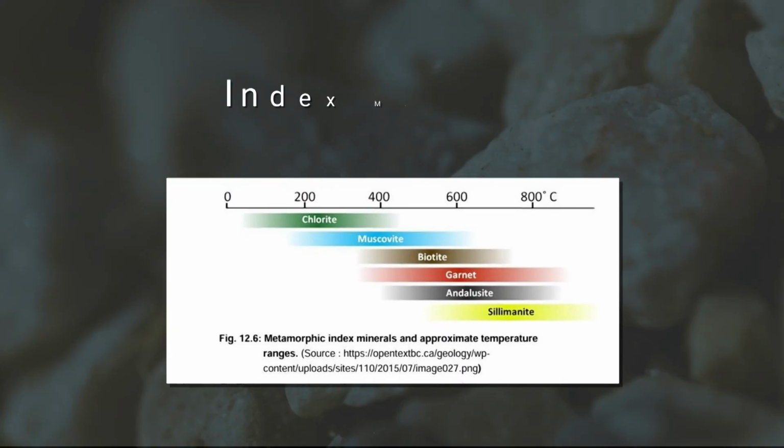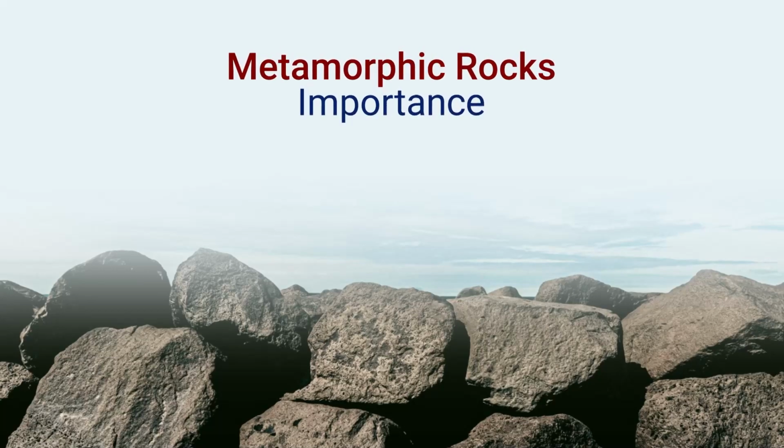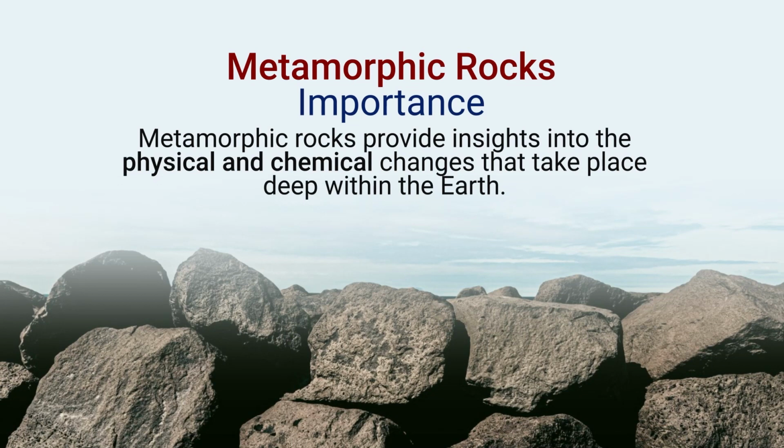If you see the diagram here, different minerals are formed at different temperatures. Chlorite, low temperature; muscovite, biotite, increasing temperature; garnet, andalusite, and sillimanite. So you can see the range of temperature, how the minerals change, and they give an indication of the conditions of metamorphism. Now, what is the importance of the metamorphic rock?